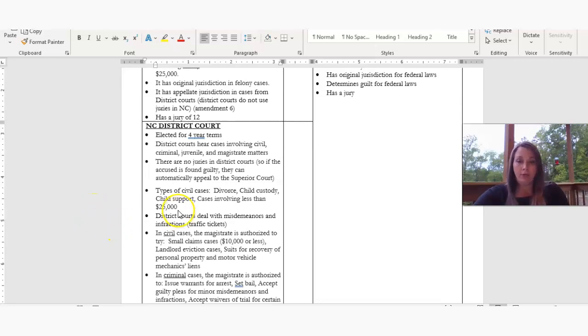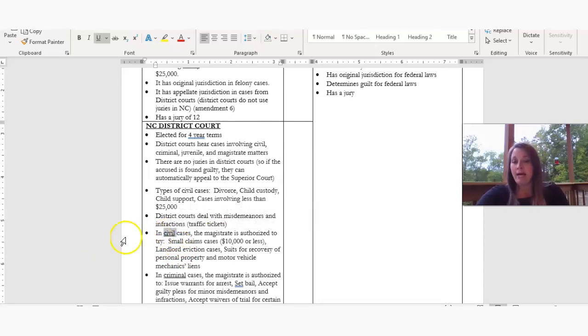And so with types of civil cases, again, these are between people. In a district court, you would find divorce, child custody, child support, cases involving less than $25,000. Now, district courts are going to handle misdemeanors, while again, if you remember, your Superior Court's going to handle felony cases. And district court's going to handle civil cases involving less than $25,000, where if it's over $25,000, you're going to find yourself in Superior Court.